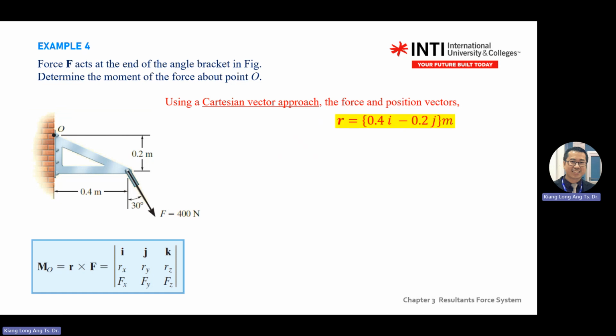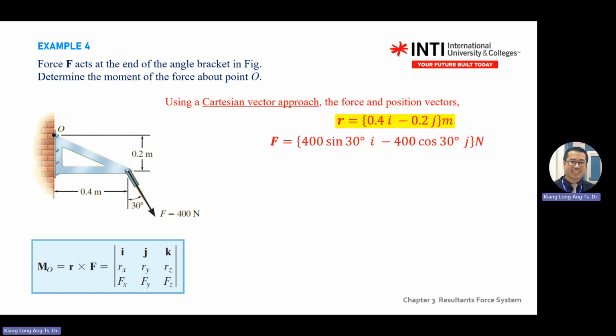Okay, you write R. R means what? From O to the force. From O to the force, it must walk 0.4 in i and move down 0.2. So you write R in curly brackets, 0.4i minus 0.2j. Remember the unit, meters.